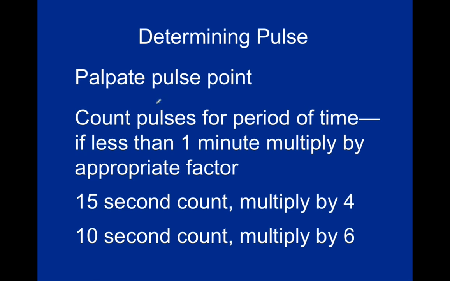So there's a couple fast pass ways that we can use to determine the pulse. So what you're going to do is you're going to take a multiple of 60 seconds and multiply it by the number to give you 60.